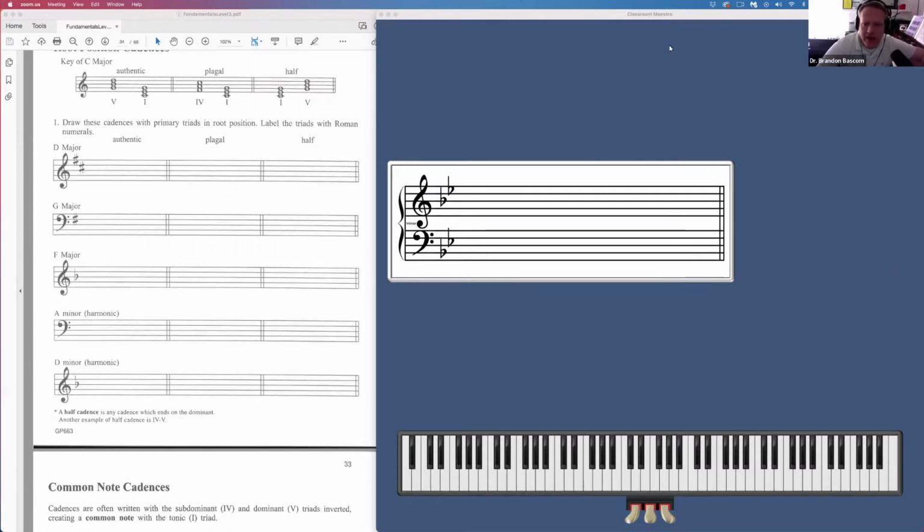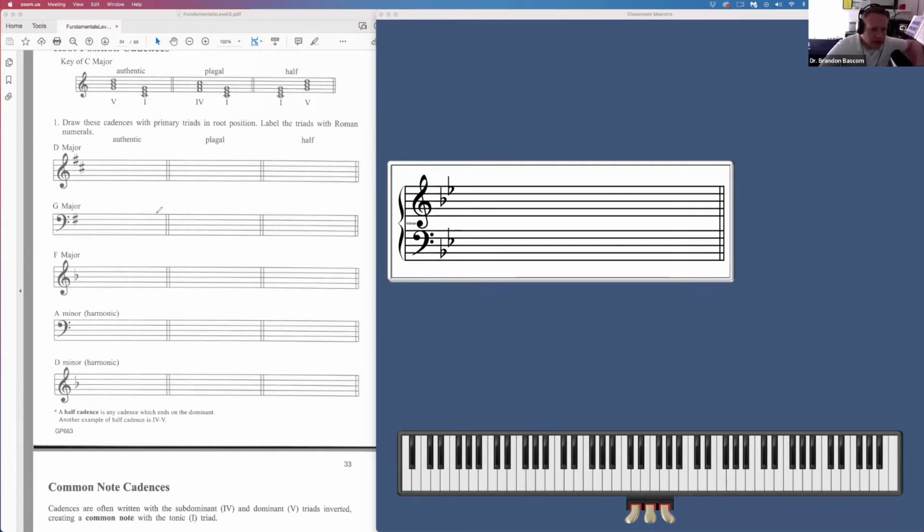You'll notice that the authentic cadence shares a common tone, and the half cadence shares a common tone, but they're just in reverse order. The plagal cadence shares the tonic note as the fifth in the subdominant chord and the root of the tonic chord.